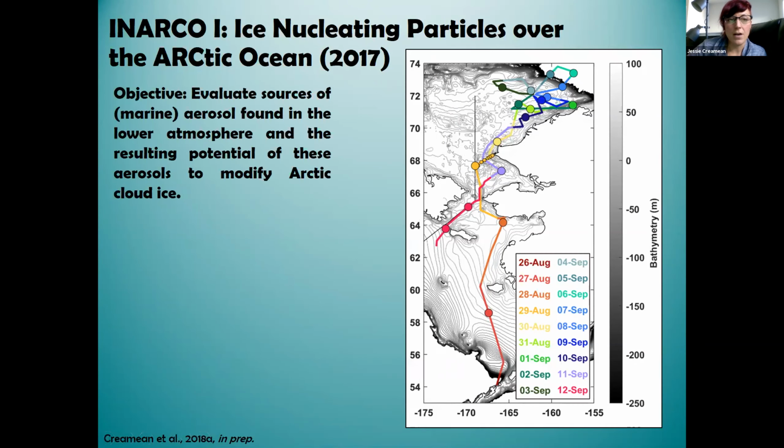The objective of the study was to evaluate sources of marine aerosol found in the lower atmosphere and the potential of those aerosols to modify Arctic cloud ice by serving as ice nucleating particles, or INPs. We had a number of measurements on board, including collection of seawater samples. We did offline analyses of INP concentrations and also DNA sequencing to look at the biology of those samples. In this map, every one of those large dots is where we had a daily seawater sample taken from near the surface.